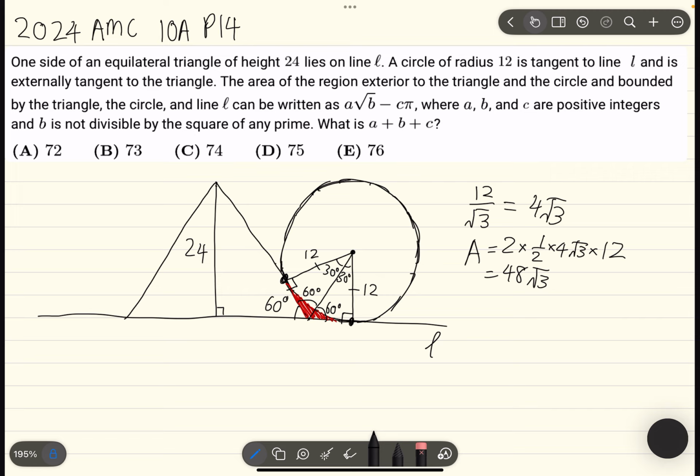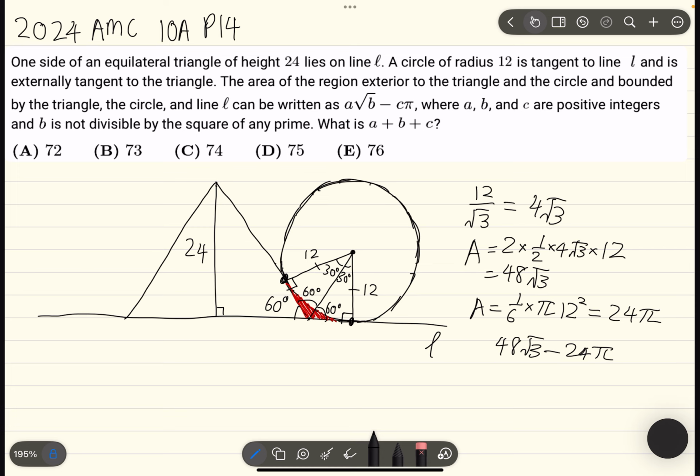Okay, now finding the area of the sector is so much easier because we already have the angles. This is 60 degrees. So the area of the sector is just 1/6 of the area of the entire circle, which is pi r squared, pi 12 squared. 144 divided by 6 is 24. So that's 24 pi. So our answer would be 48 root 3 minus 24 pi.